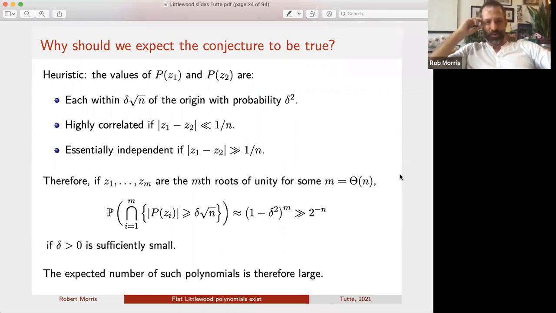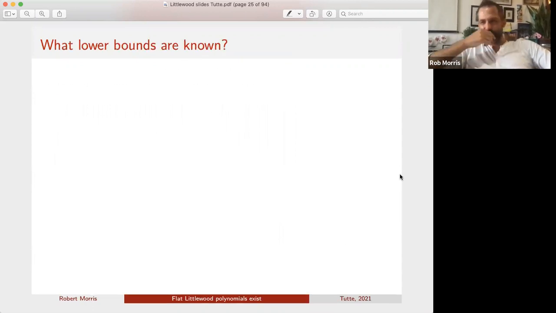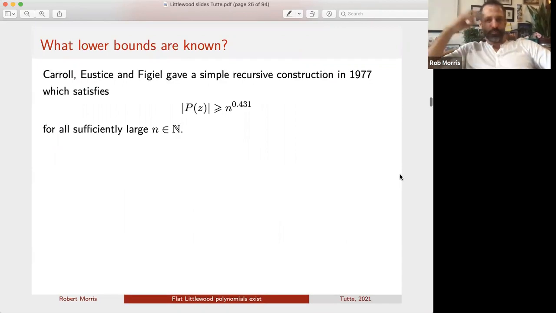Using this very simple heuristic, one would hope that one could find these things randomly. There are enough of them that you have some chance of doing some kind of random process. So what was known before our work? There's a simple recursive construction that was found a long time ago that gives n to some power, n to the power 0.4 or so, by Carroll, Eustice, and Figiel. That was the best bound known before our work.